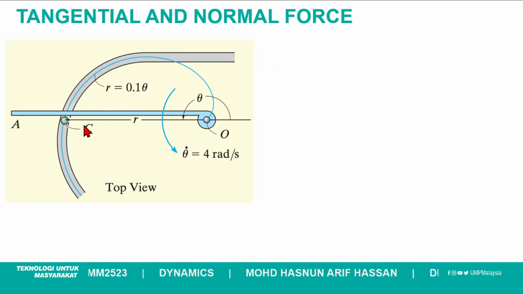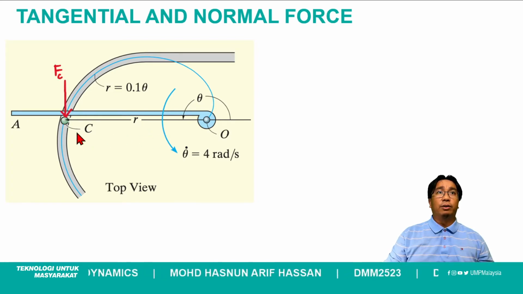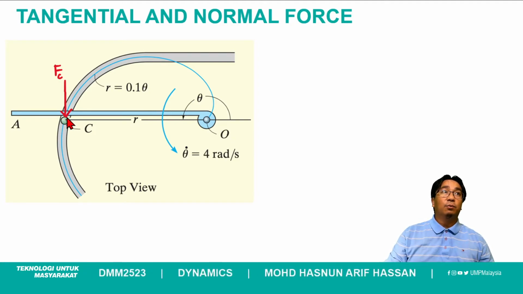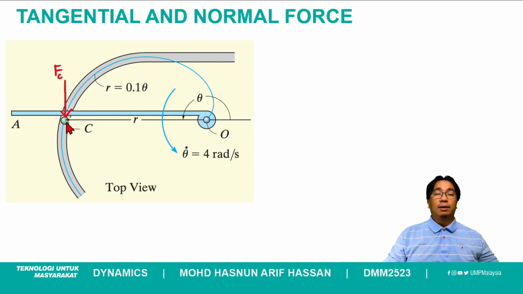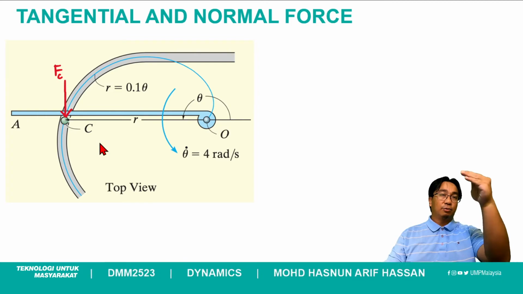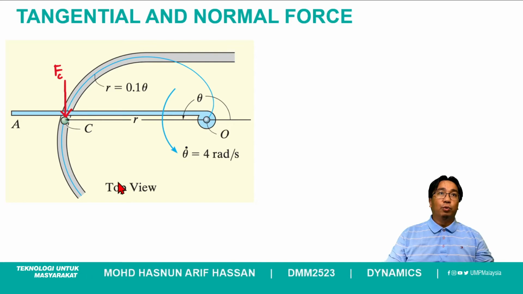If you look at this problem, this is also more or less the same. If you imagine this arm here, AO, it rotates. Okay, the arm AO rotates. And then when we draw the free body diagram, the particle here, the ball, is in contact with the arm. So the arm is pushing the ball, the particle. So there will be a pushing force. The force applied by the arm is downwards like this.